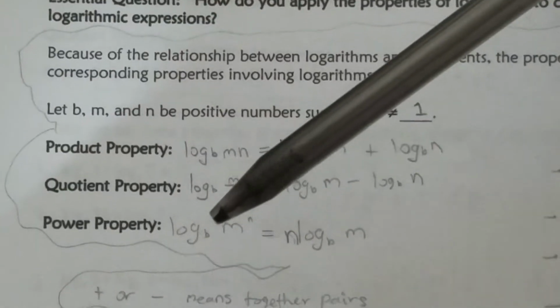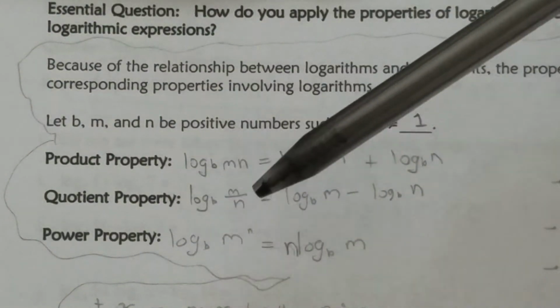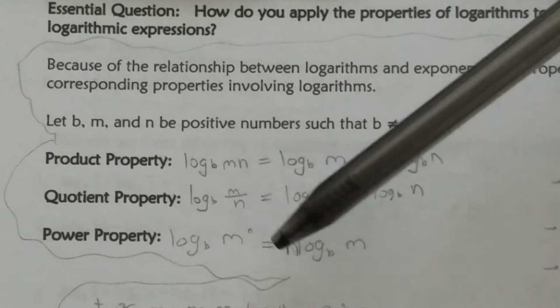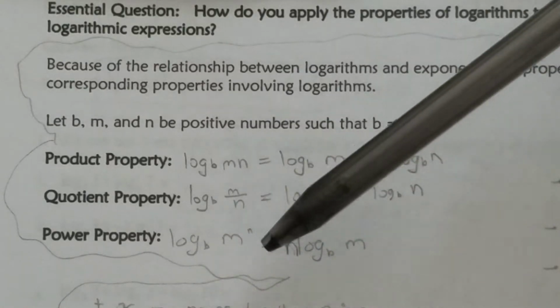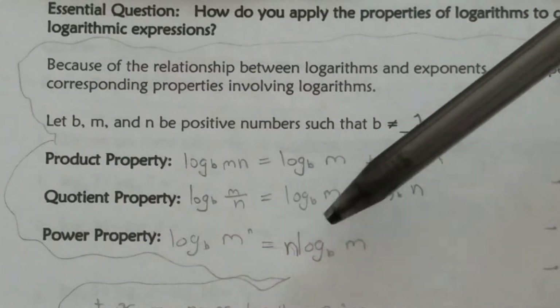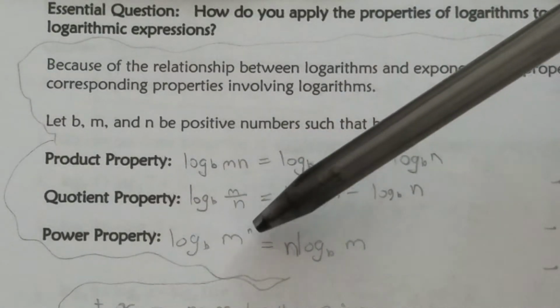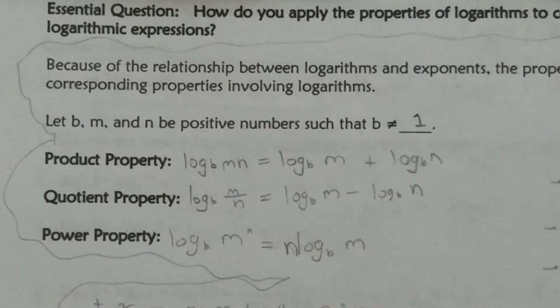Last property here, power property. Log b of m to the n power equals, so what you do is you put the n, the exponent n, before the log, so it would be multiplying the whole log. Then you just have log b and then your m. So pretty much what happens is you just move that n over here, and then you've got that. So very standard formulas.